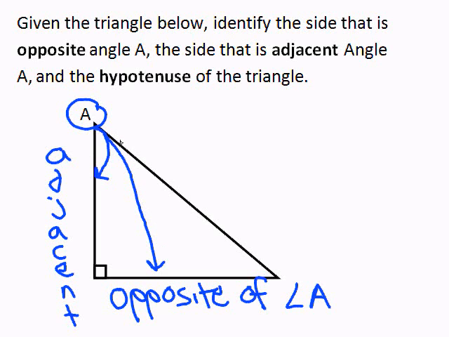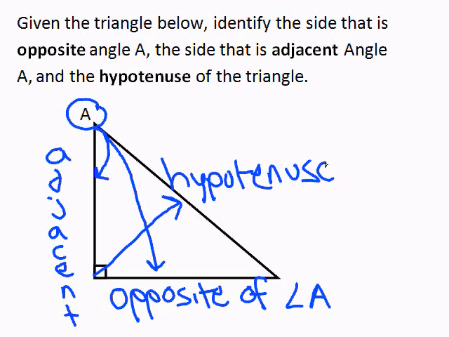You might notice that this side is also adjacent to angle A, but since it is across from the 90-degree angle, it's the hypotenuse. And we never call the hypotenuse the adjacent side. The reason for that is because the hypotenuse is a very special side that's always across from the 90-degree angle.